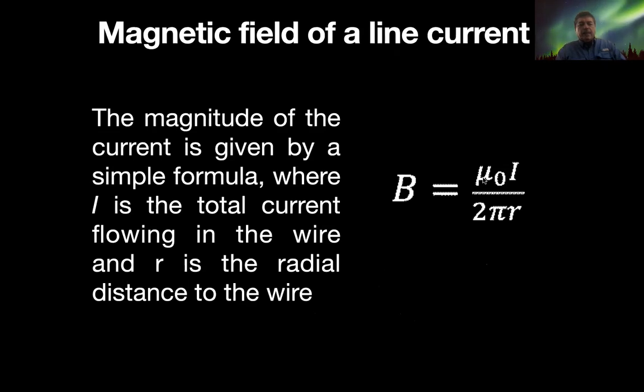Now, the magnitude of the magnetic field is given by a simple formula for a long line current. I is the total current that's flowing in the wire, and mu naught is just a constant of nature, 4 pi times 10 to the minus 7, the permeability of free space. And R is the radial distance to the wire. Now, all of these units are in MKS units. So I is in amps, R is in meters, and B, the magnetic field, is going to be in Tesla.